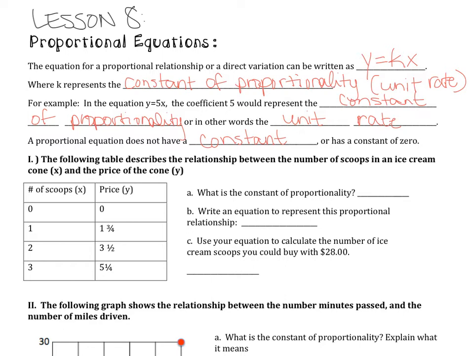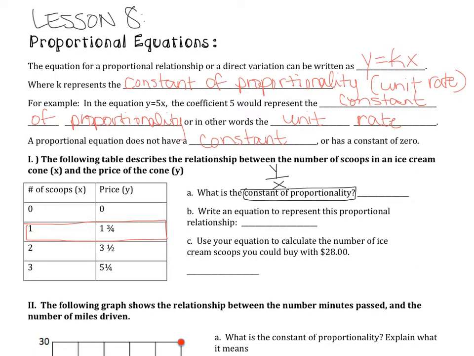We have this table here where we're describing the relationship between scoops in an ice cream cone and the price of the cone. And we need to find that constant of proportionality. We find the constant of proportionality by taking my y value divided by my x value. Or we've also talked about where when we're finding that unit rate, my x value equals 1. So I look at my y value and that tells me my unit rate. Either one is fine. Let's try out doing y divided by x.